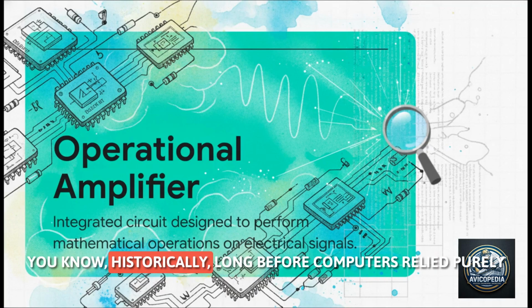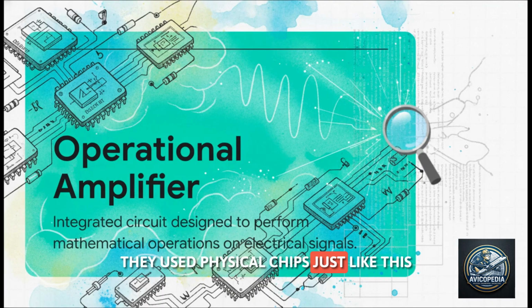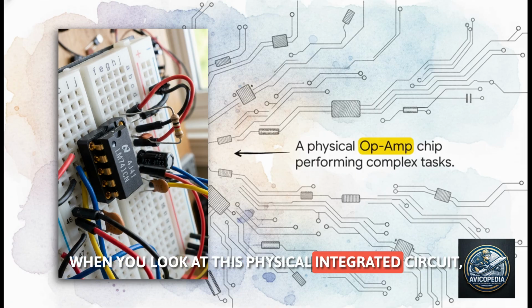You know, historically, long before computers relied purely on millions of lines of software code to do math, they used physical chips just like this to literally calculate voltage. The hardware itself was doing the math just by manipulating electrical currents. How cool is that?